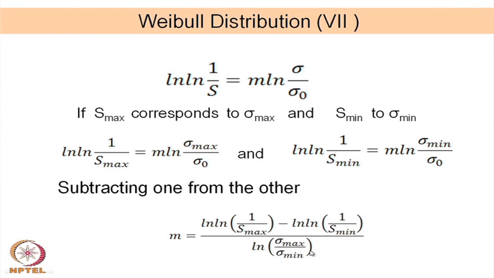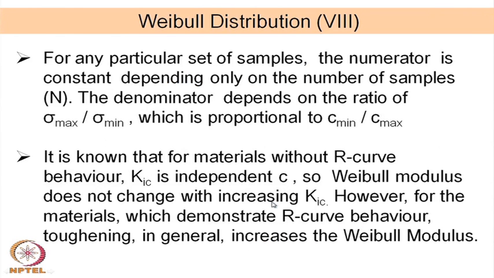This denominator depends on the sigma max and sigma mean. These are the best probability values, which is proportional to sigma mean by sigma max. It is the reverse of, which means the maximum fracture strength we have obtained corresponds to the minimum crack length. When the crack length is minimum, that corresponds to the maximum fracture stress, whereas when the crack length is maximum, the minimum fracture stress is obtained. That is quite obvious from our earlier discussion.